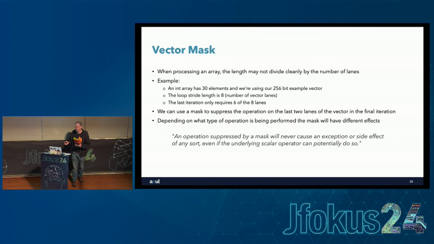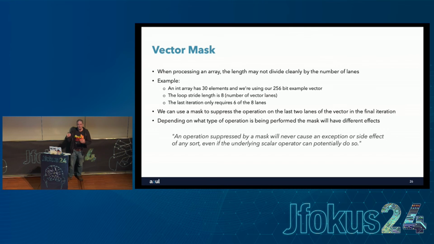And there's a couple of uses for vector masks. The first is that you may have an array which is not an integral multiple of the number of lanes in your vector. So if you've got a number of lanes of 8, and you've only got, let's say, 30 elements in my example, that doesn't divide evenly. You'll have 3 sets of 8, plus you'll have one set of 6 that you need to process at the end.